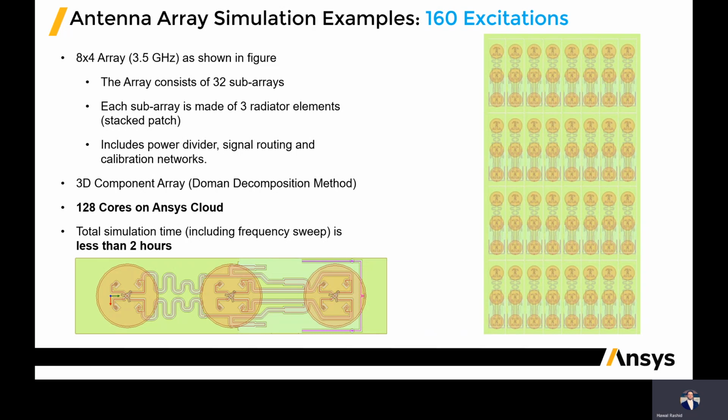We're using again the 3D component array technique here. So we used 128 cores on Ansys Cloud. This took, for a full wave simulation including adaptive meshing and frequency sweep, less than 2 hours. This is really impressive. And this has 160 excitations. We have to remind ourselves that there are also excitations for the calibration networks.